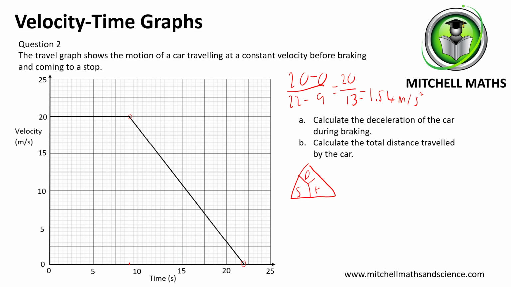So I'm going to split it into two areas. You could also do the trapezium rule if you wanted to. I've got a rectangle here. Velocity is 20 and the time is 9, so it's 20 up, 9 across. 20 times 9 is 180.